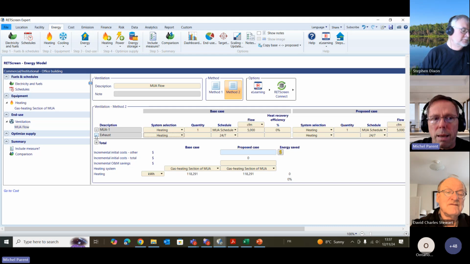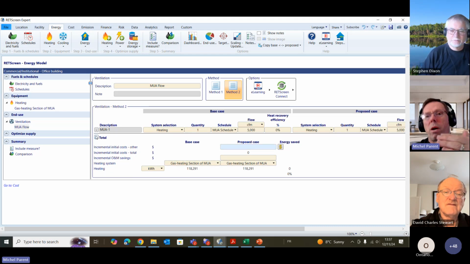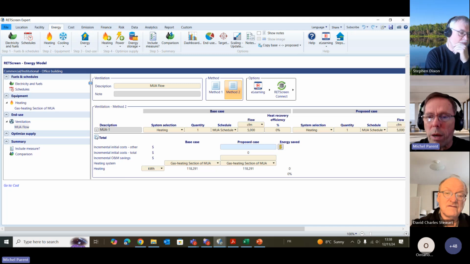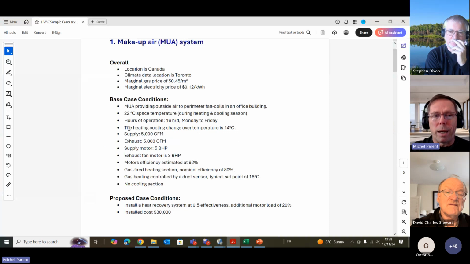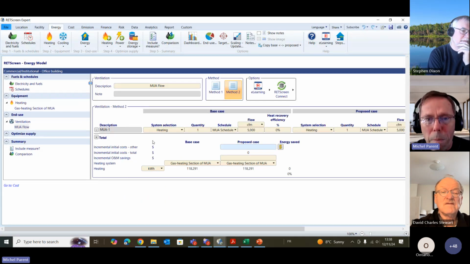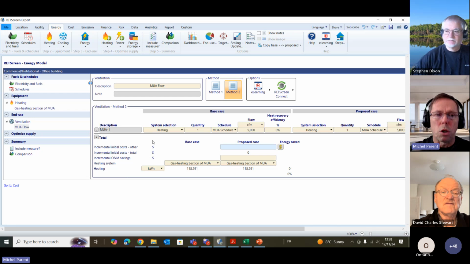The exhaust, by default in RETScreen, when you have a supply, it will be automatically exhausted. So if you define it again, you will end up with 10,000 CFM of exhaust rather than 5,000 CFM. So when you have a makeup air unit, and actually that was kind of a trap in the sheet here, we did on purpose to define both, just so that we could tell you, do not define both. You only define one. The exhaust is automatically accounted for in RETScreen. So that makeup air unit right now is complete.